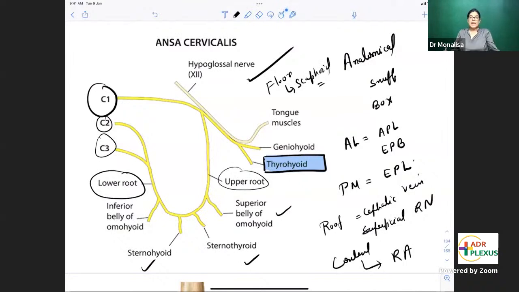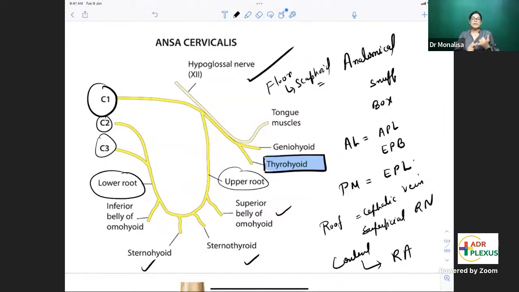Akshay Rajput, anatomical snuff box, when seen extended, is the depression which is seen here. Anterolaterally, it is bounded by the two tendons, abductor pollicis longus and extensor pollicis brevis. Posteromedially, by extensor pollicis longus.